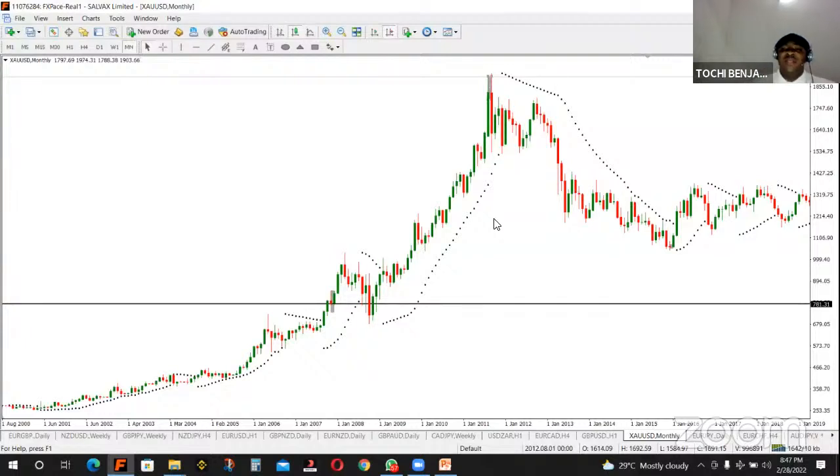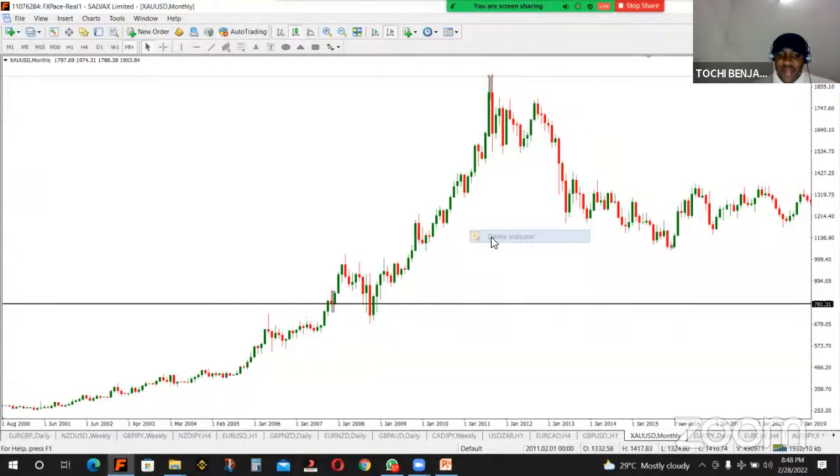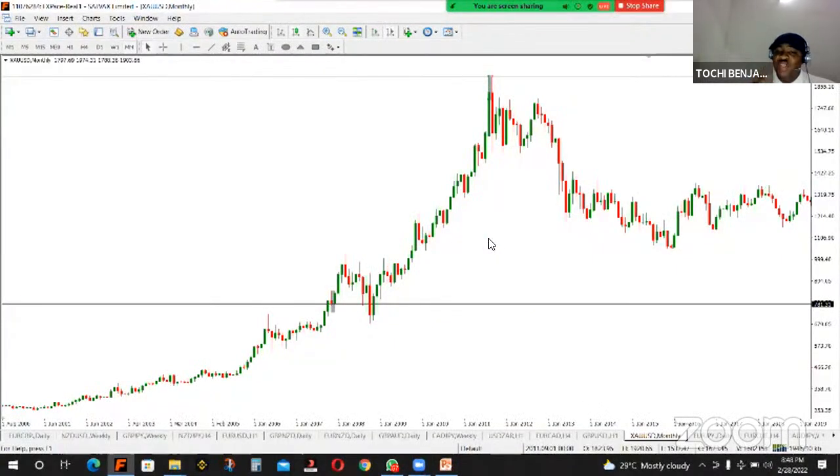So now what it means is that if I plot my moving average on this chart and I see the price on top of the moving average, it tells me that the market is uptrending. So I should be looking for an opportunity to buy that particular asset. That is what it means.